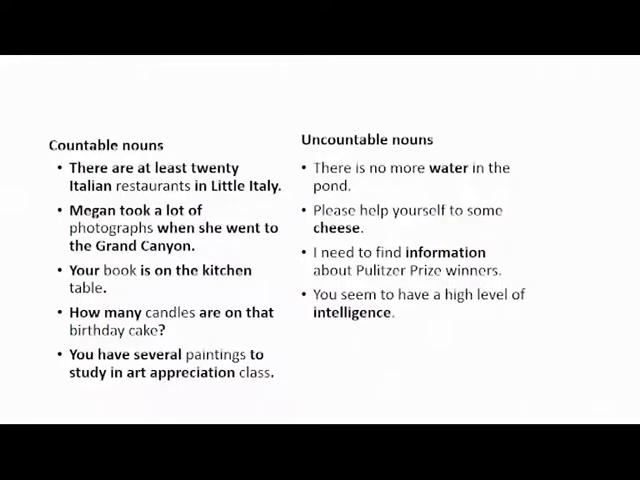I need to find information about Pulitzer Prize winners. In this sentence, again, we have one uncountable noun, which is information, which you cannot count. And then we have, you seem to have a high level of intelligence, which is also an uncountable noun, and we cannot count intelligence.